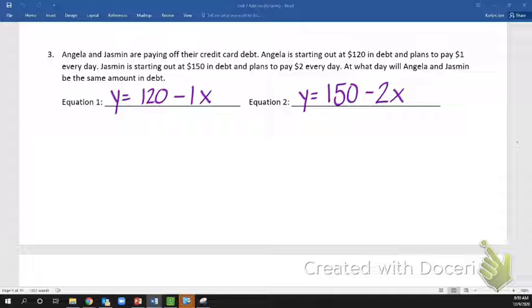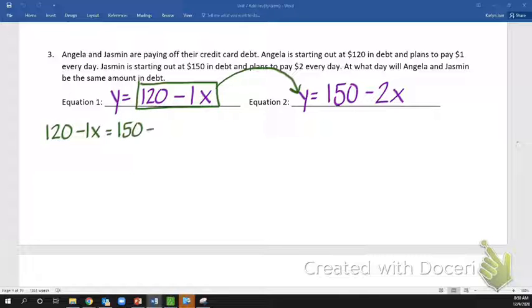So since these both say y equals, instead of using linear combination, we are going to use substitution here. Going to take what y is equal to in the first equation and substitute it in place of y in the second equation. So we get 120 minus 1x equals 150 minus 2x. And we solve. We need to solve for our x's here.